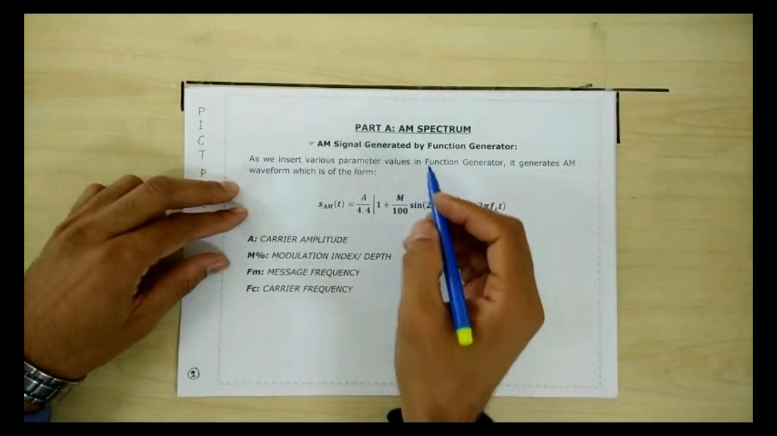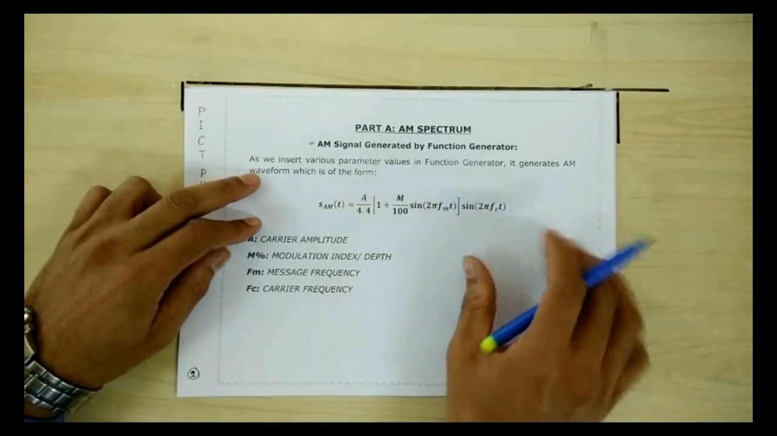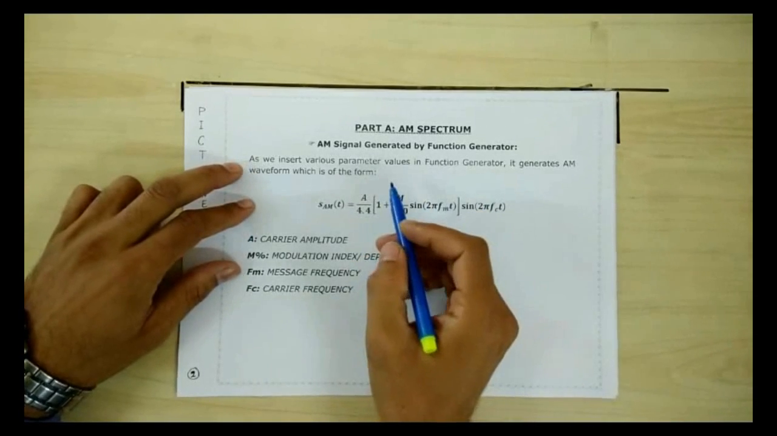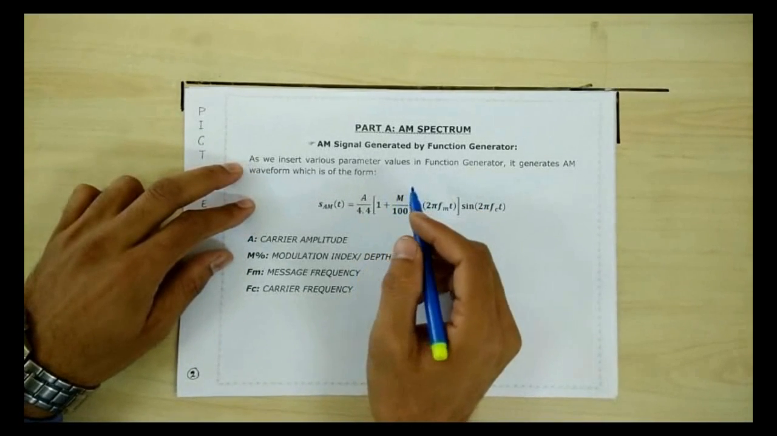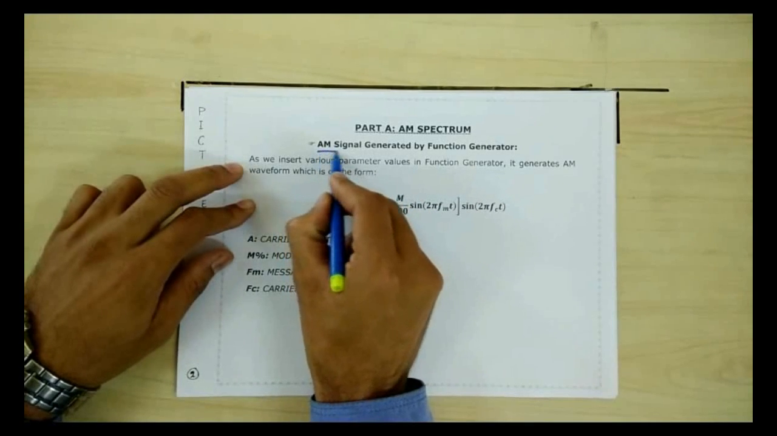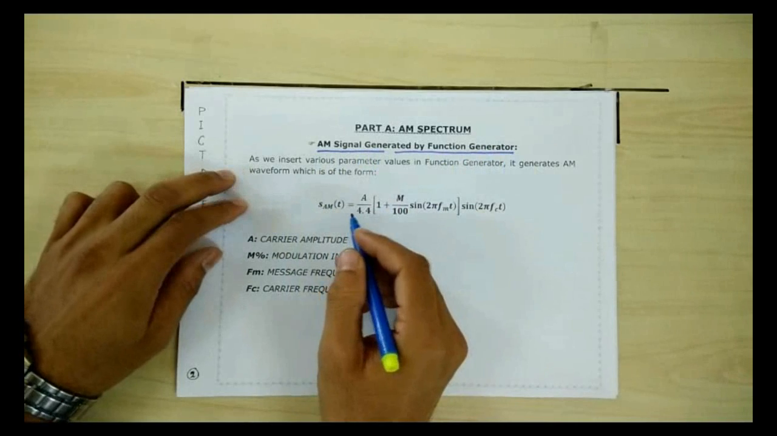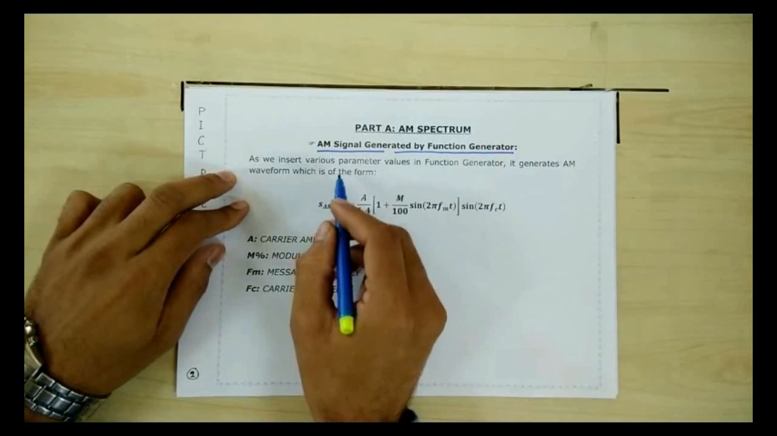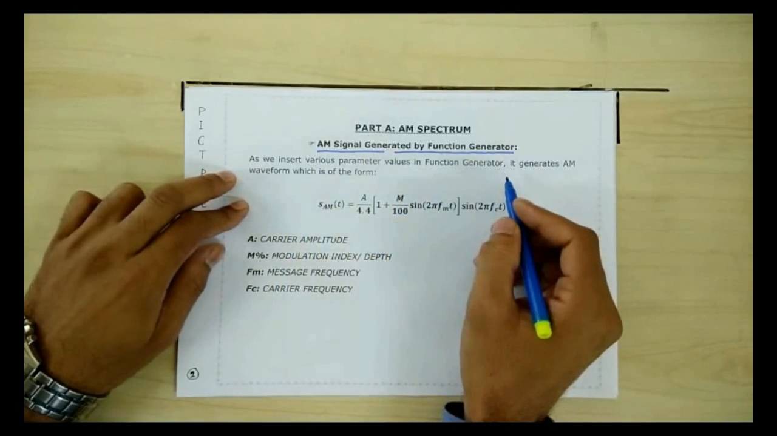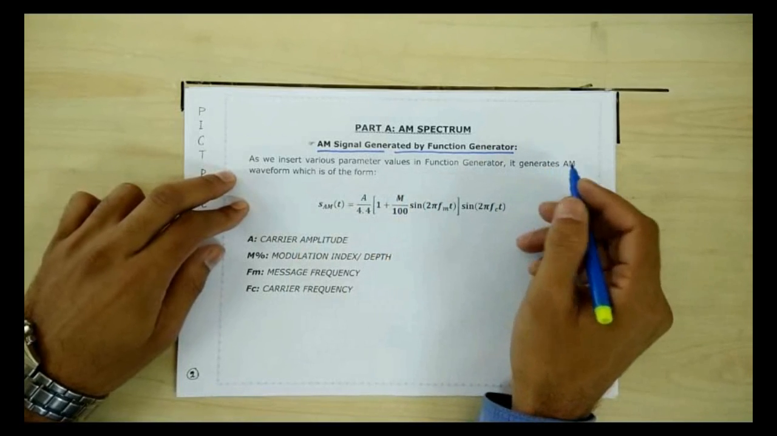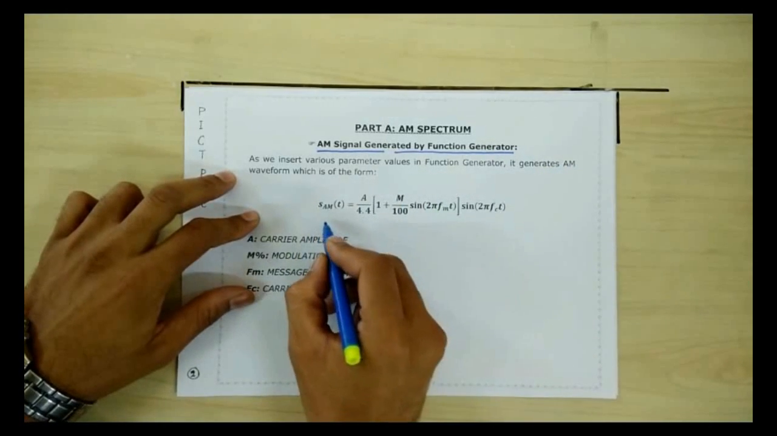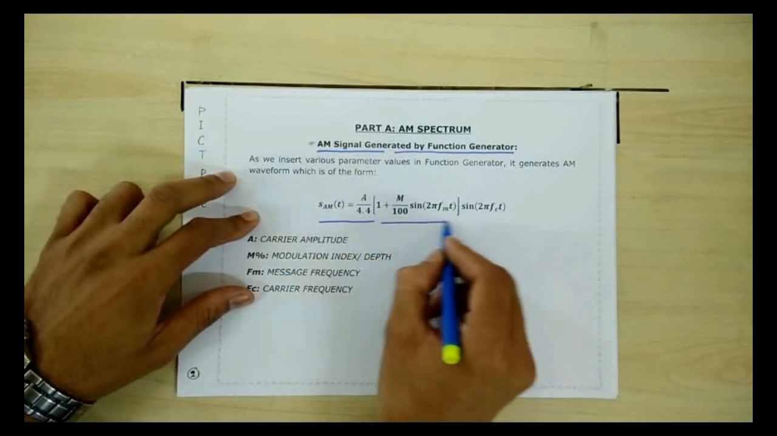Part A is to see the AM spectrum. So let us see what is AM signal, which is going to be generated by the function generator. So we have to insert various parameters in the function generator, and it generates waveform which is of this kind.